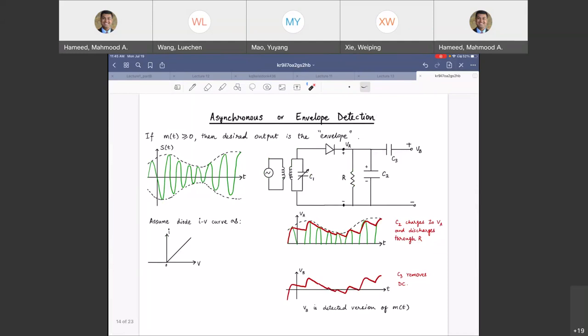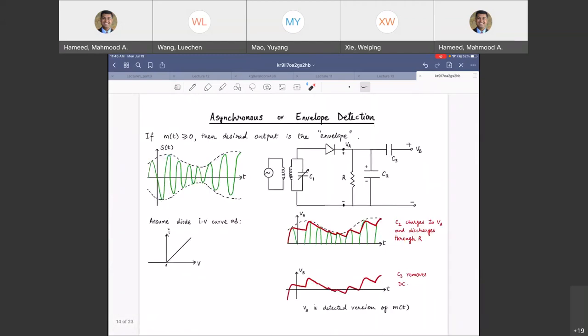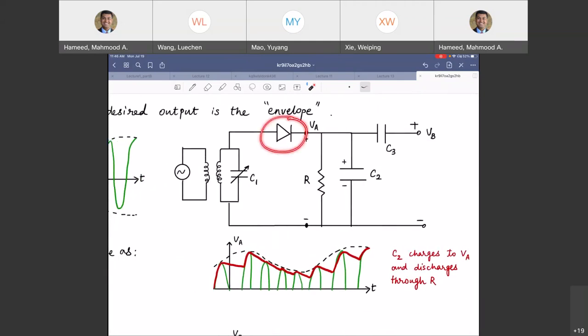So this is an alternate to all of this, right? You're still using the same transmitter, but we want to replace this. How can we do that? By using an envelope detection. So this is what? A diode to do a half wave rectification. Then you are charging and discharging C2 using this resistor R. You're using capacitor C3 to block DC, to remove the average of the signal, make it zero. And VB, the voltage over there, is going to be your output, your message, hopefully.